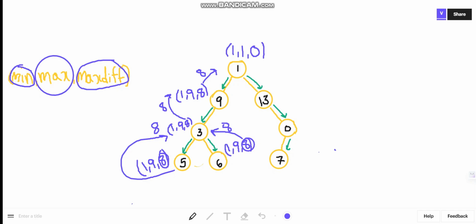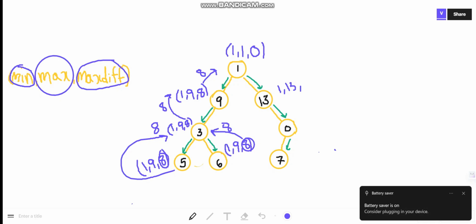Coming to the right subtree, for 13, initially the minimum was 1, right? So the minimum remains the same because 13 is greater than 1, and the maximum element changes because 13 is greater than 1, and the absolute difference between both of them is 12. So the maximum difference changes here.